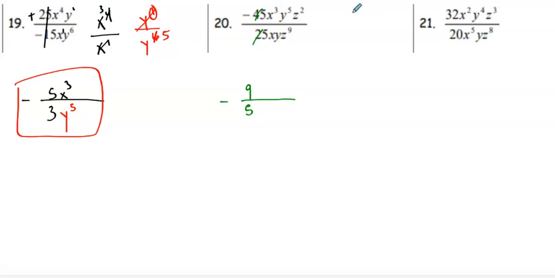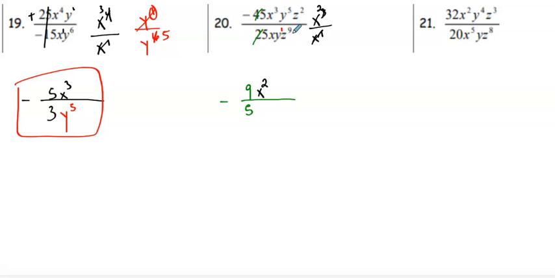I'm writing them out separately. I think it's a good idea for you guys for now. Once you get comfortable, you can stop writing these out separately, and you can start crossing things out right from the problem there. So I have x cubed and x to the first. I have more in my numerator, so I'm going to take one of these x's from 3 of these x's, and I'm going to be left with 2 of them, so x squared.